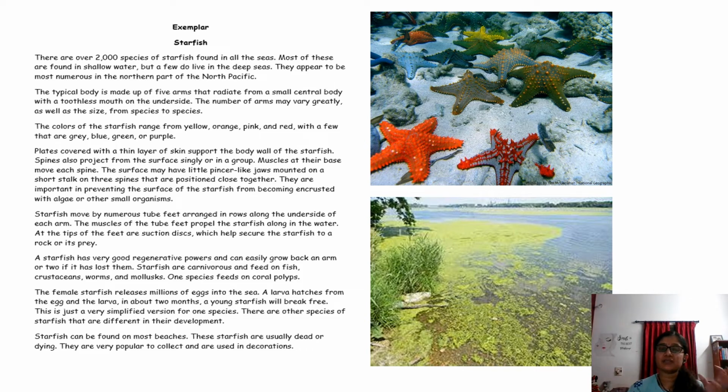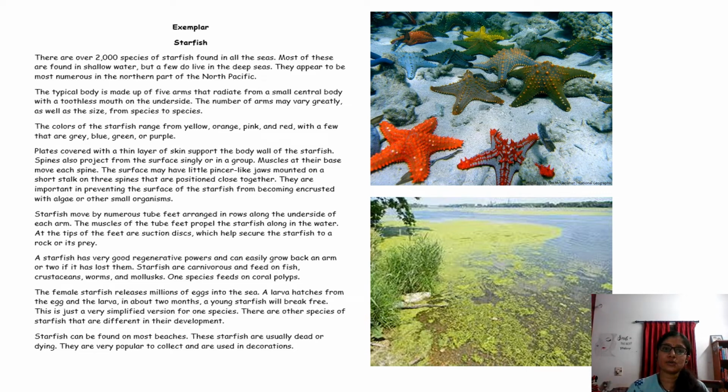When the egg gets hatched, a starfish doesn't come out right away; you can find a larva, okay? A larva is a small stage before the starfish, and you would have read about it in the butterfly life cycle in grade 1, right? It has got a larva. The same way, a larva hatches from the egg, and in about 2 months this larva becomes a young starfish, a small one, which will break free, okay? It stays attached to something for 2 months, and from that it becomes a starfish. And this is just a very simplified version for one species.